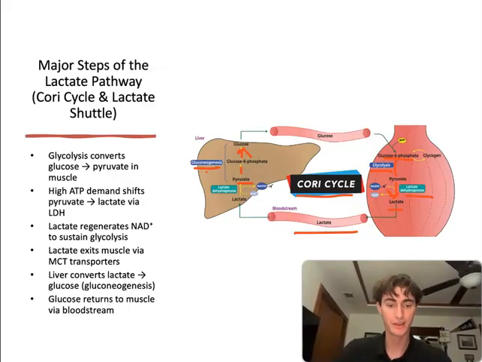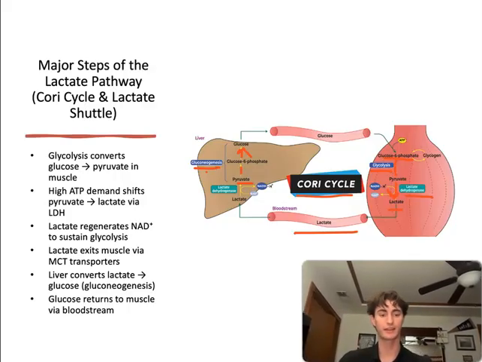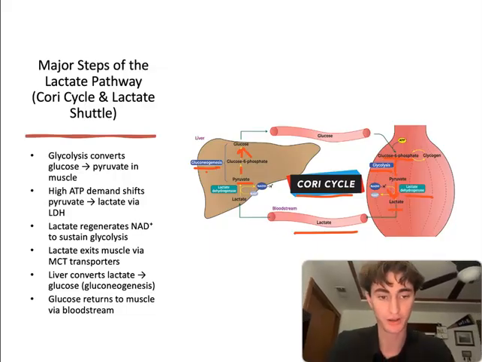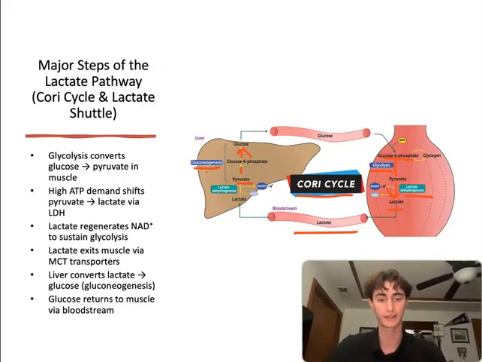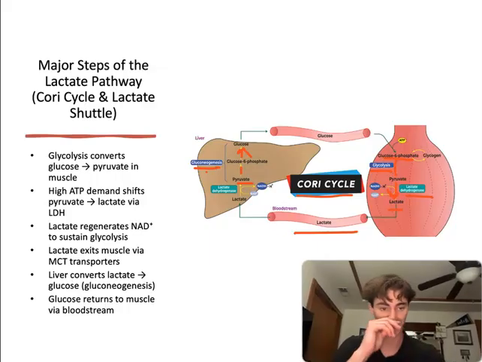So the major takeaway is that the Cori cycle demonstrates that lactate is not a waste product, it is a temporary energy carrier that links the working muscle with the liver to support ongoing movement.